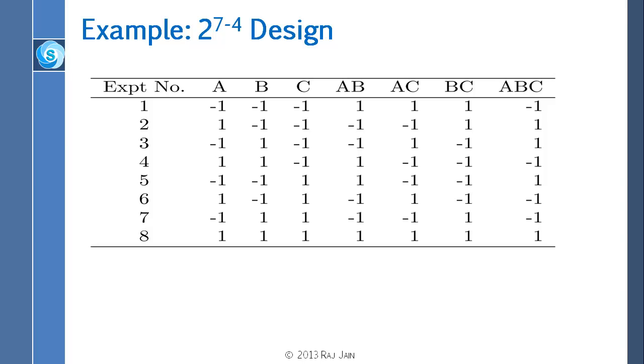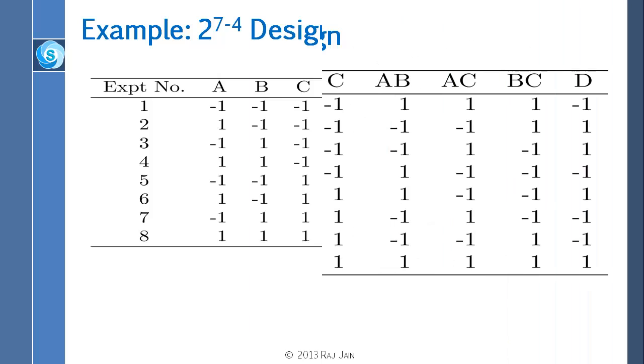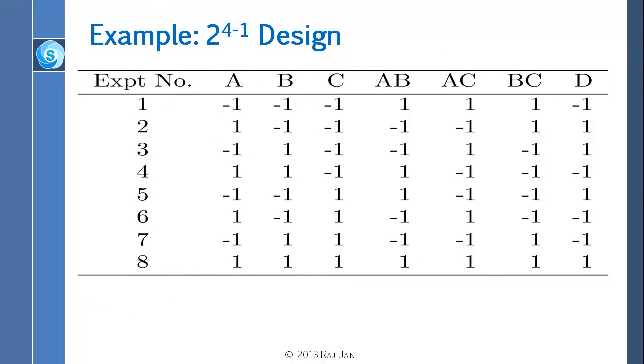So here is a 2 raised to 4 minus 1 design. So there are 2 raised to 4 minus 1 design has 8 columns. Now you have to put D somewhere. First 3 are fixed, A, B, C, because you are doing 2 raised to 3 design. Question is where to put D. D could be put here, here, here, here. Okay. If you don't have any further information, then the best place to put it is at the highest interaction.